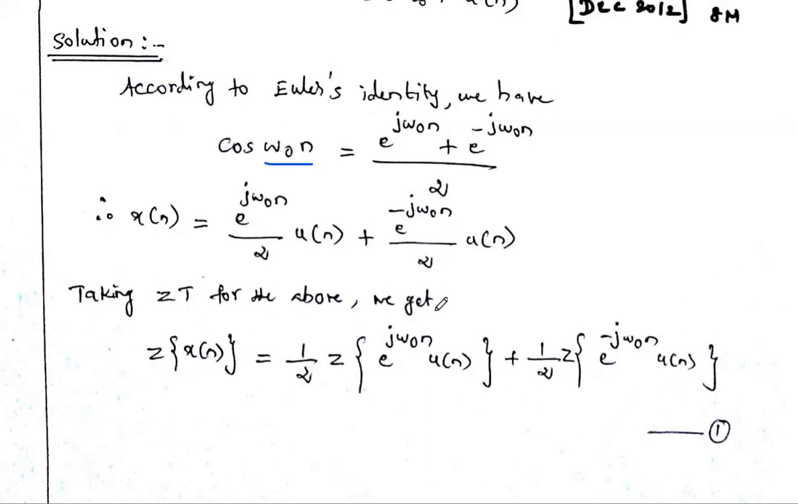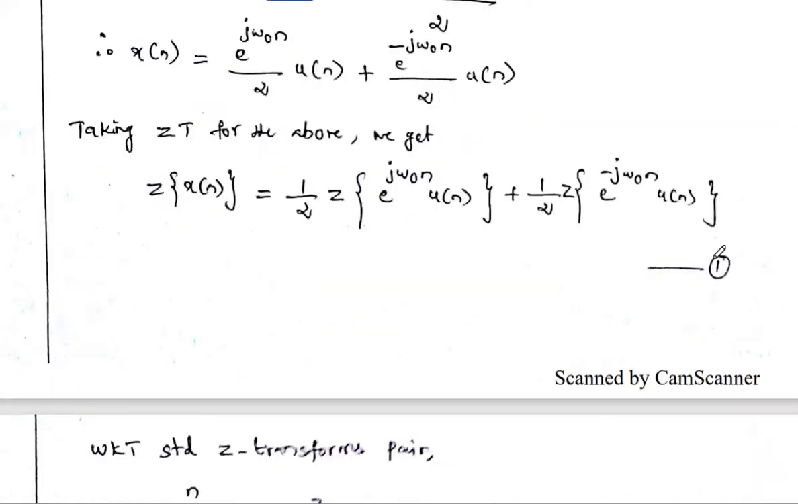Okay, so using the linearity property, the Z transform of the given signal x of n is the Z transform of the first signal. In the first signal, this 1 by 2 is a constant, so you take it outside. So 1 by 2 into Z transform of e power j omega naught n u of n plus 1 by 2 into Z transform of the second signal e power minus j omega naught n u of n. Okay, so let us consider this equation as equation number 1.